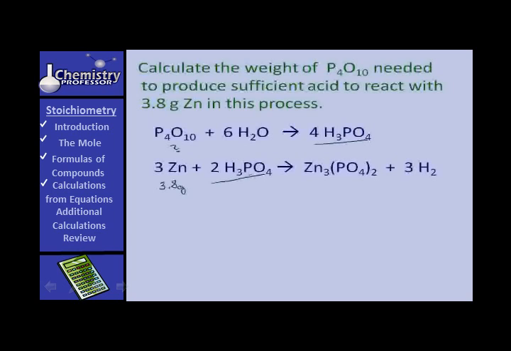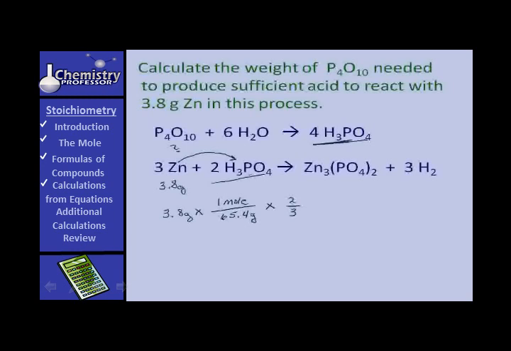And this is the way it works. We start with our 3.8 grams of zinc times 1 mole of zinc over 65.4 grams, times, now we're starting with zinc, and we want to go from zinc to phosphoric acid. So that is times a 2 to 3 mole ratio. Now we are at phosphoric acid, which means we're right here.